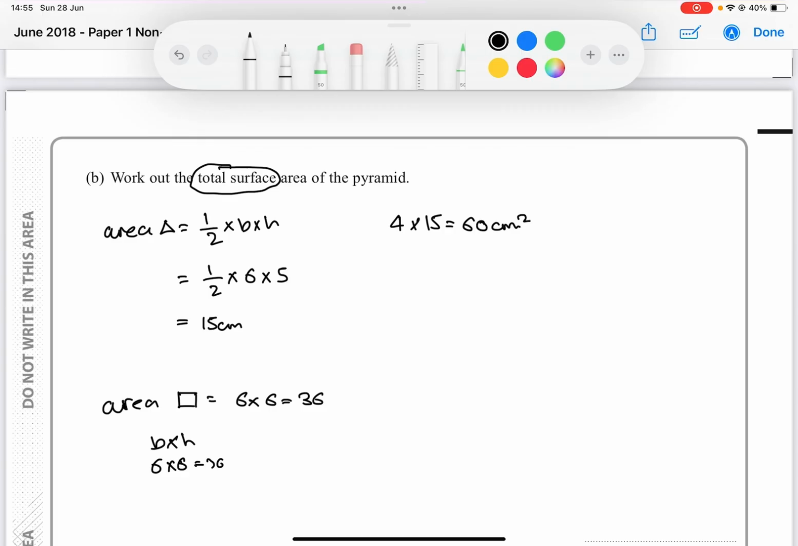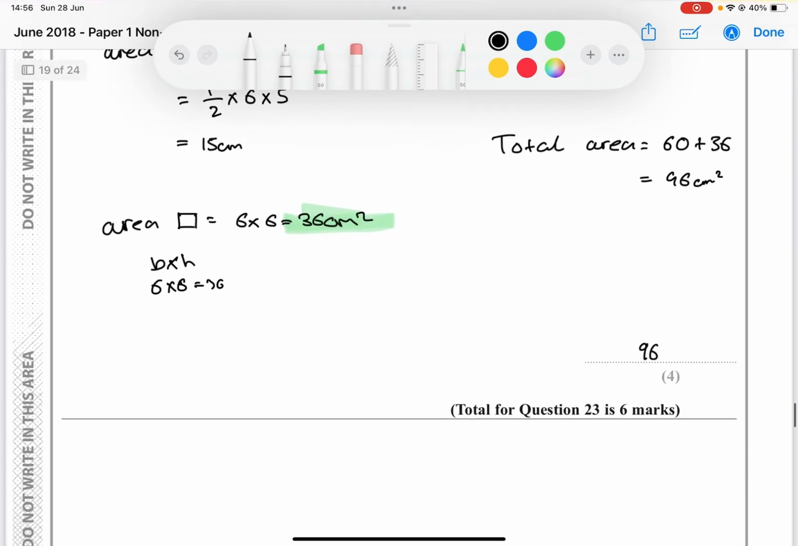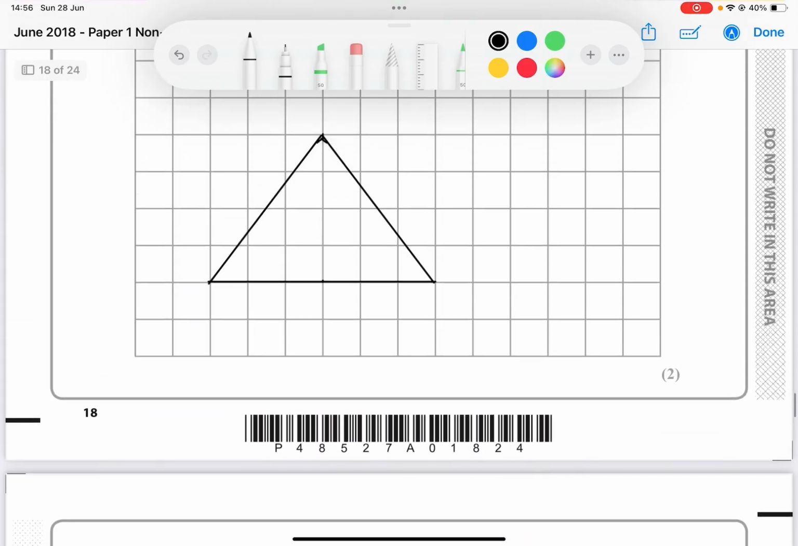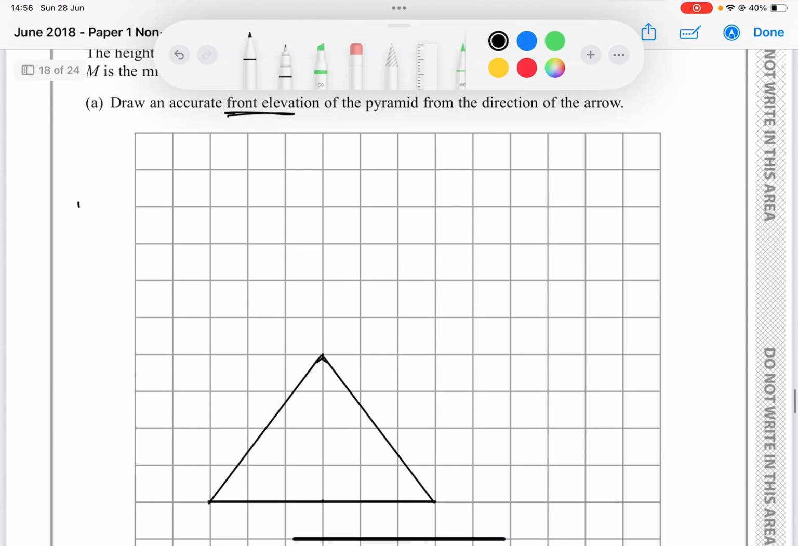Okay, so we have our area for the triangles, which is 60. We have the area for our square, which is 36. So our total area, we just add them together. So total area equals 60 plus 36, which is 96 centimeters squared. And that is your answer. 96 centimeters squared. That is it.